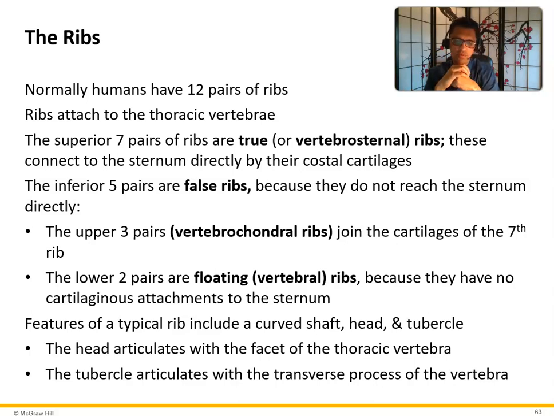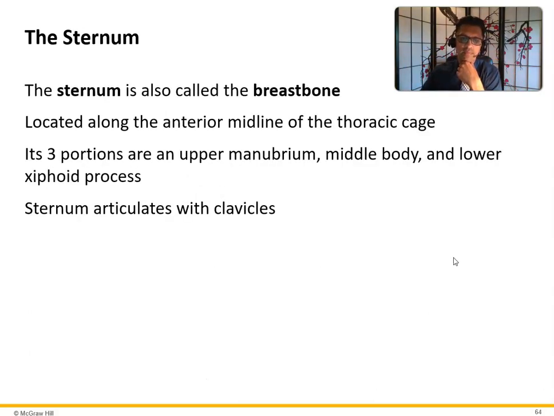Features of a typical rib include a curved shaft, a head, and a tubercle. The head articulates with the facet of the thoracic vertebrae, and the tubercle articulates with the transverse process. So the head will articulate in the back with the thoracic vertebrae. Then you have your sternum, which is your breastbone, located on the anterior midline of the thoracic cage. Its 3 portions are, from the top, the manubrium, the middle body, and the lower xiphoid process. So if you've taken CPR, you know where the xiphoid process is, right here.